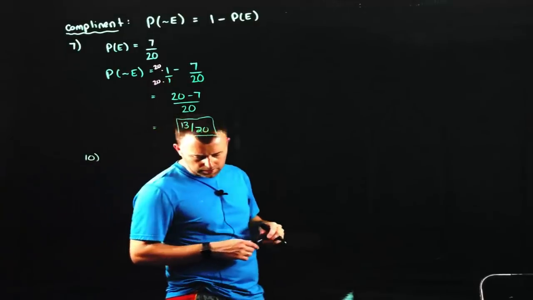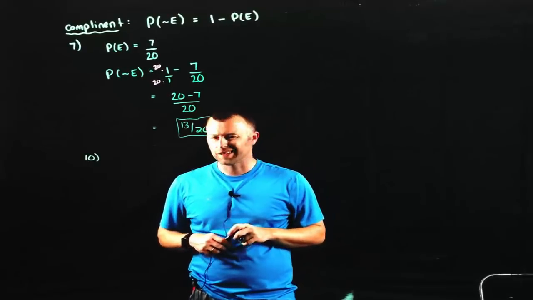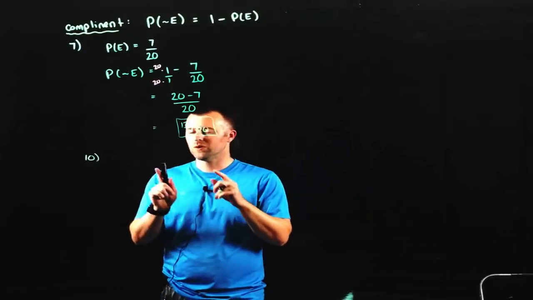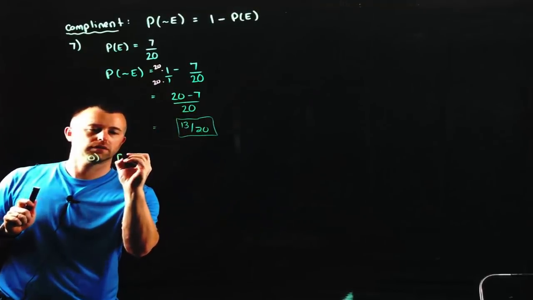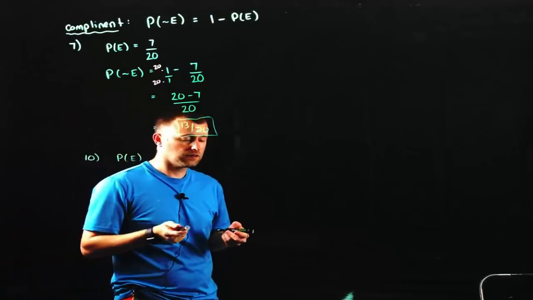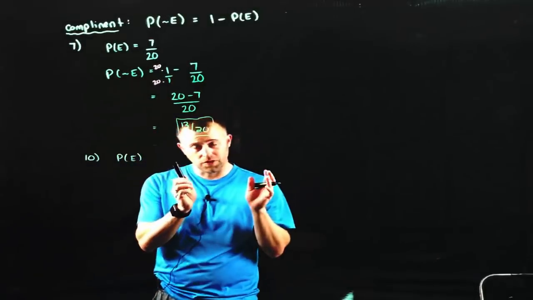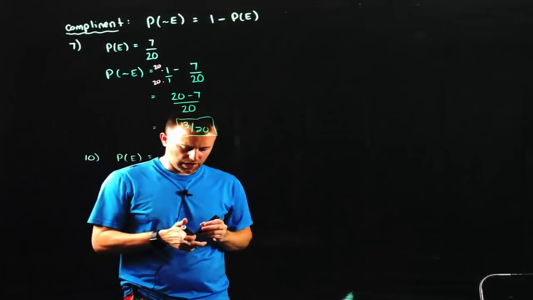So for number 10, it says 2 dice are rolled. So what is the probability of not getting a double? So what we want to do is figure out what's the probability of the event actually happening. In this case, the event is getting a double. I want to know what that probability is. So remember, with the dice, we kind of need to work these out.